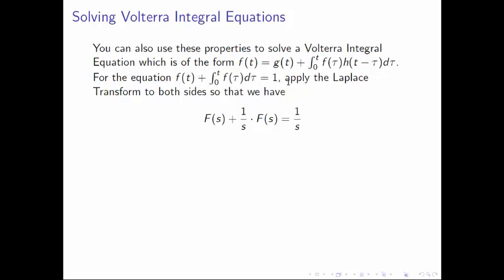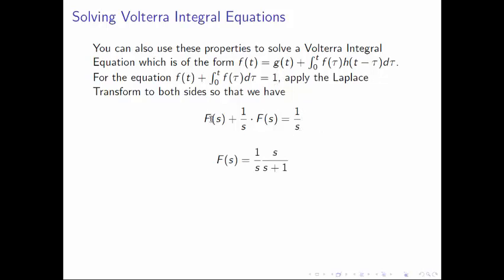Apply the Laplace transform to both sides so that I have the Laplace transform of f. This is the convolution of, since it's f of tau, the convolution of f of t star 1. So you'll notice when I took the transform of that, I have the Laplace transform of 1 times the Laplace transform of f of t. This is equal to the Laplace transform of 1, which is 1 over s.